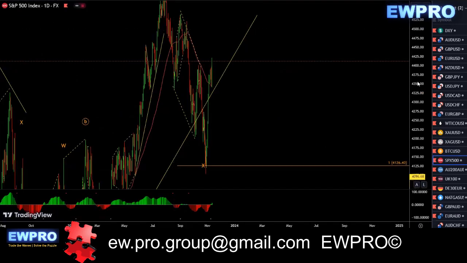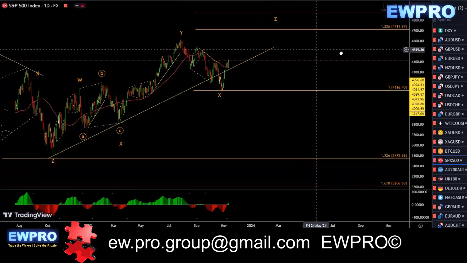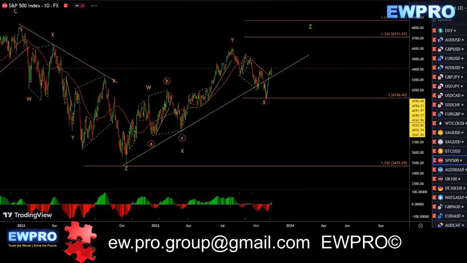S&P 500, so nothing's changed on this. Excuse me. It's playing out exactly how we've been looking at it for a very long time. 1, 2, 3, 4, bounced clean off that 100 fib. We're looking for the 123.6 and the 161.8 as the first and second targets.